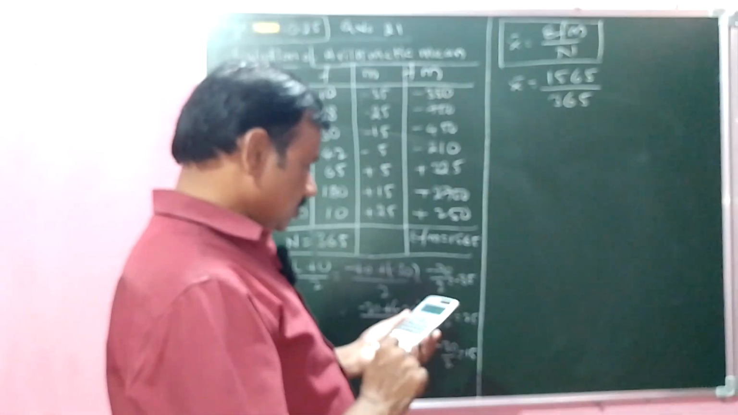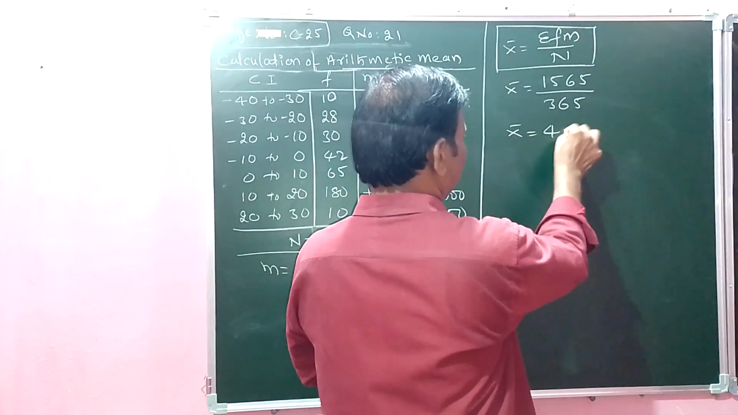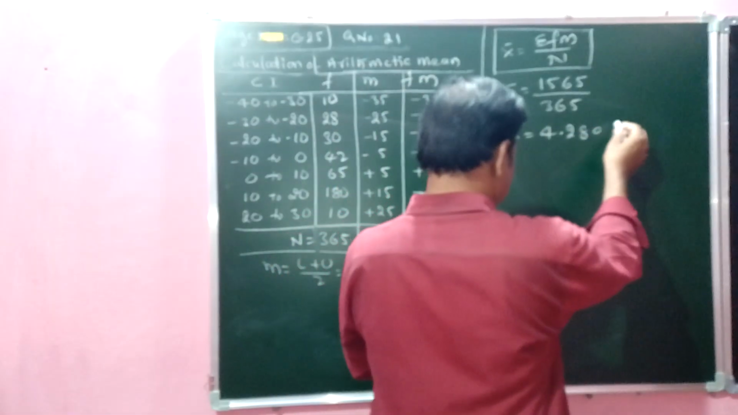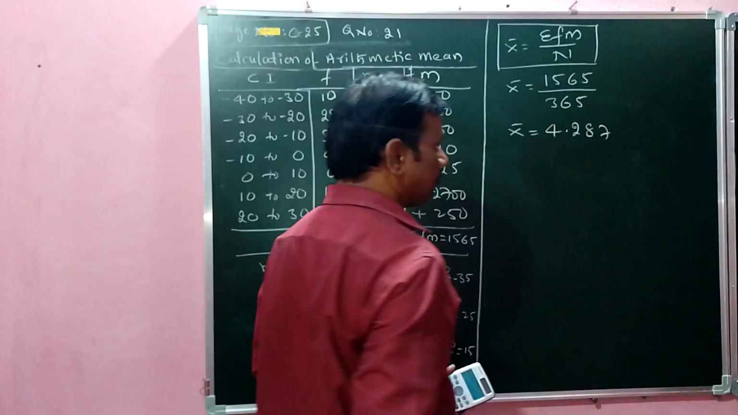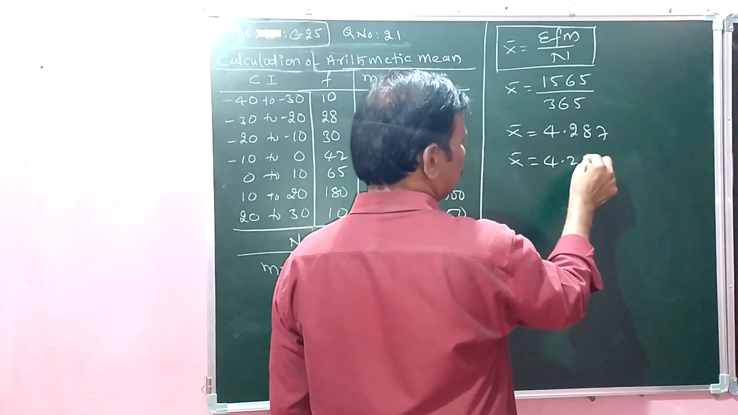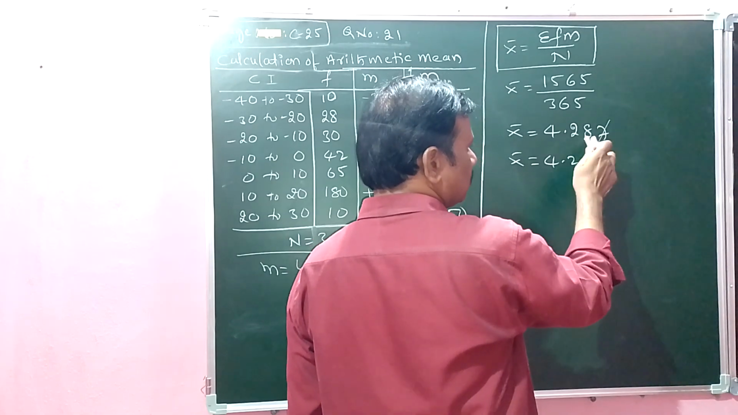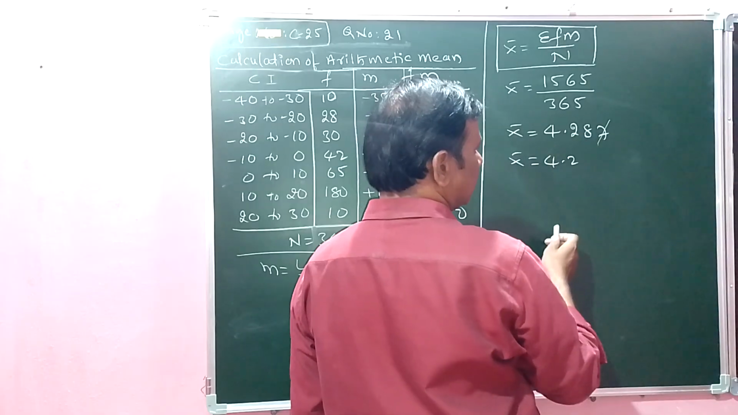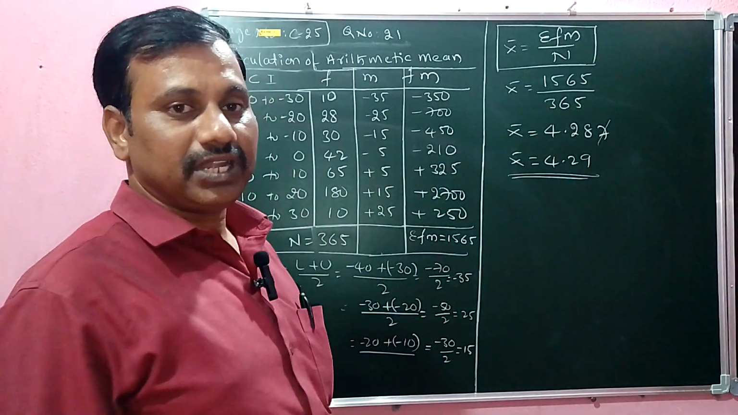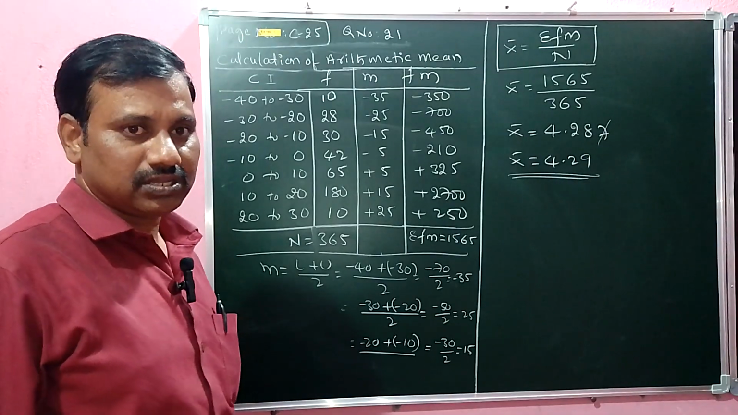365. So that value is x bar equal to 4.287. So x bar equal to 4.29. So this is called arithmetic mean. It is a simple question. Okay. So write, take down.